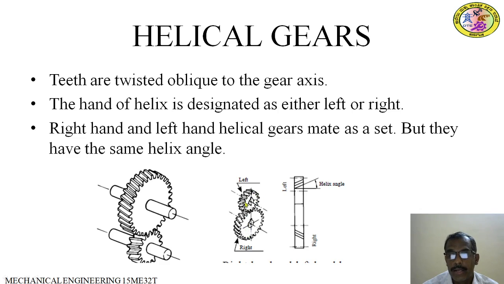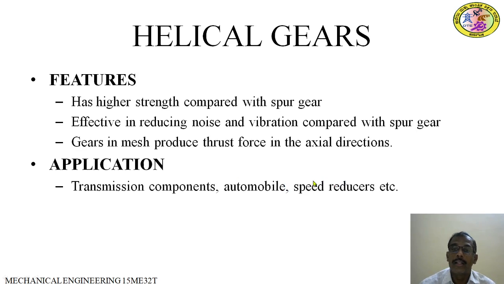If I am using a left hand helical gear, then the mating gear should be a right hand only. Then only I can transmit the power. But the helix angle should be the same here. The helix angle is there, no? That should be the same. That is the helical gear.